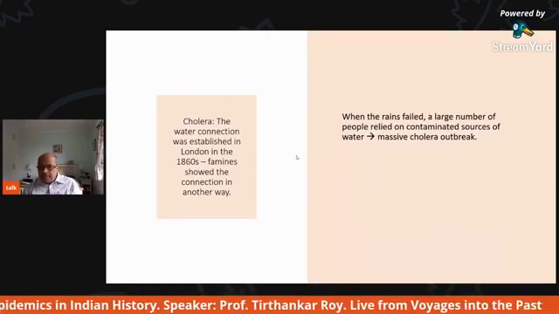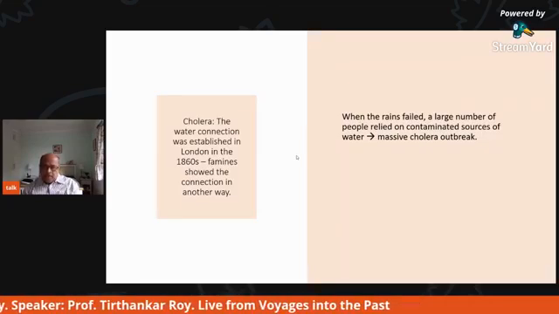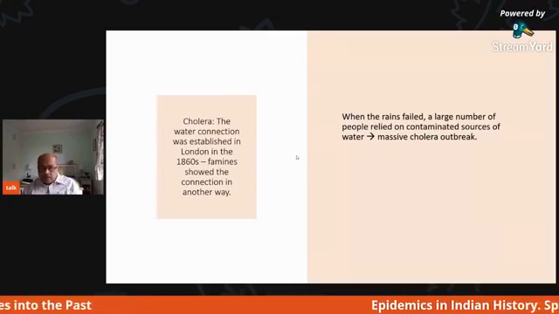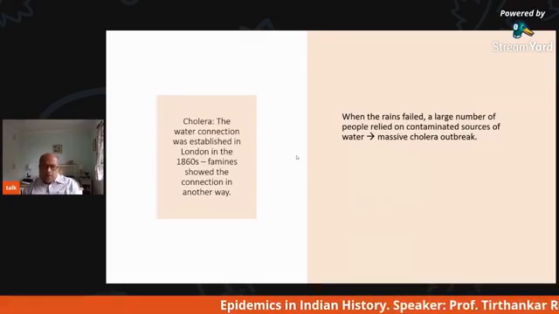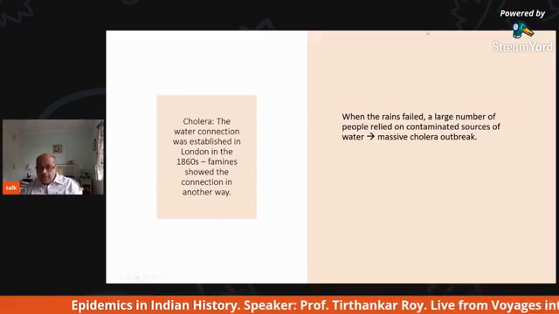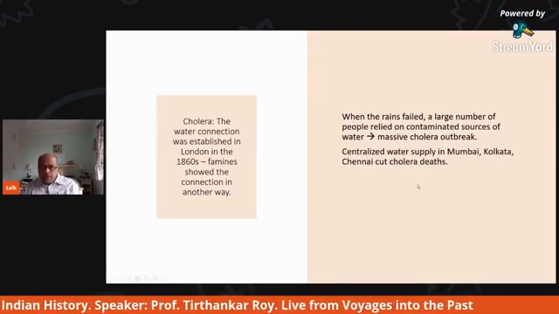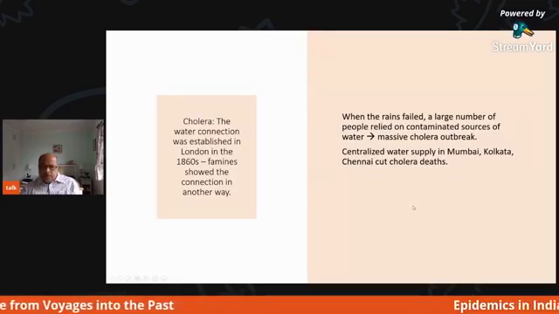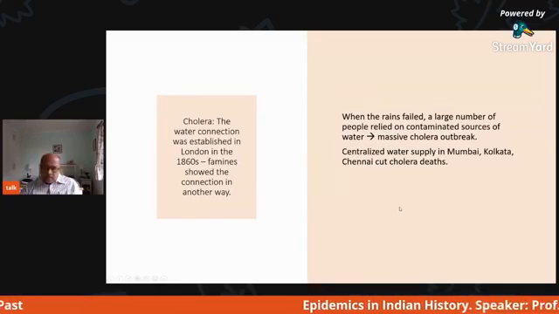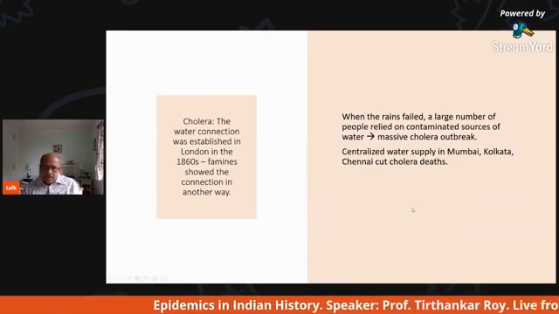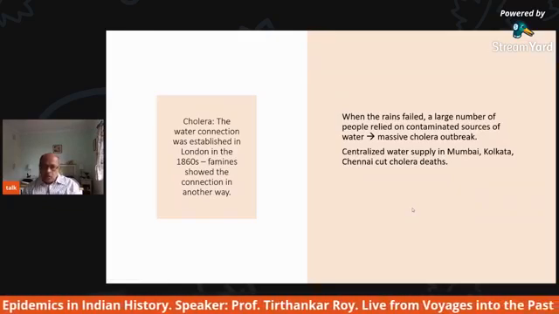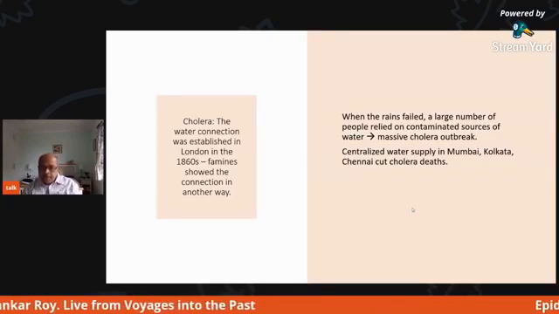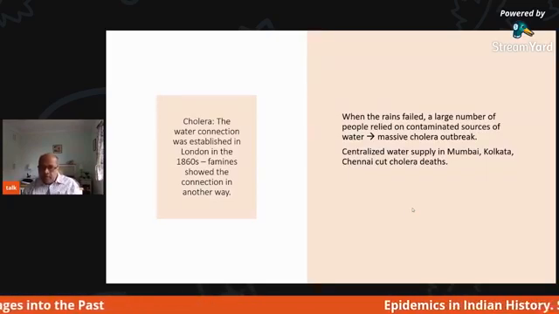Now, when the rains failed, a large number of people had to rely not on safer water, which is available from underground, but on contaminated sources of surface water. And that was causing massive cholera outbreaks. Now, this is a very peculiar famine logic that was well established. The observation that came from London, which was of course a big city, was that if slums live on a single source and that source is somehow contaminated, that is, it has the cholera agent in it, then of course a large number of slum dwellers will have the disease.